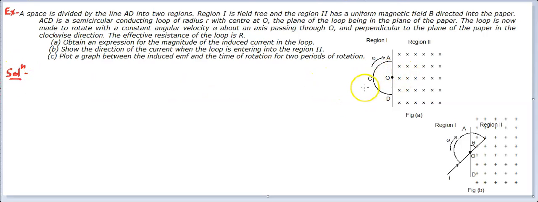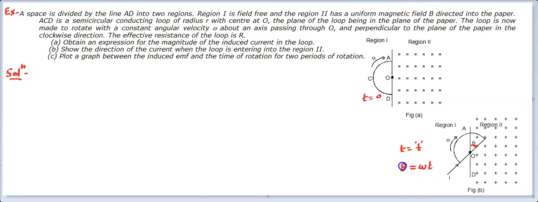First of all, this is the case at t equal to 0. So you are going to draw a picture when the time is, let's say, t. After t time has gone through, it will be rotated by angle theta, and it will be entering into the second region. So this portion is in the second region where the magnetic field exists. And theta is going to be equal to omega t, because it's moving with a constant angular velocity, right?